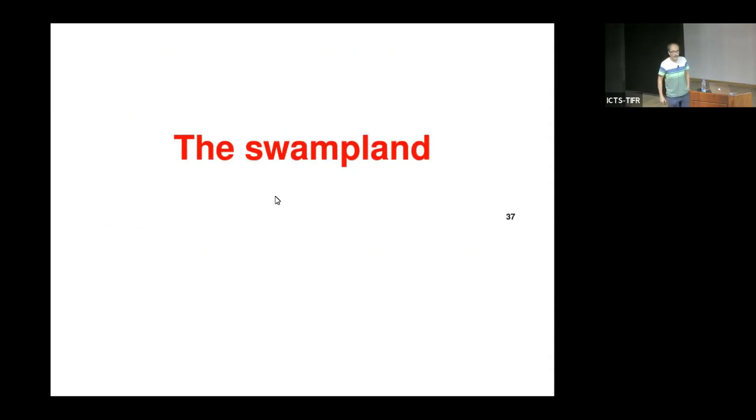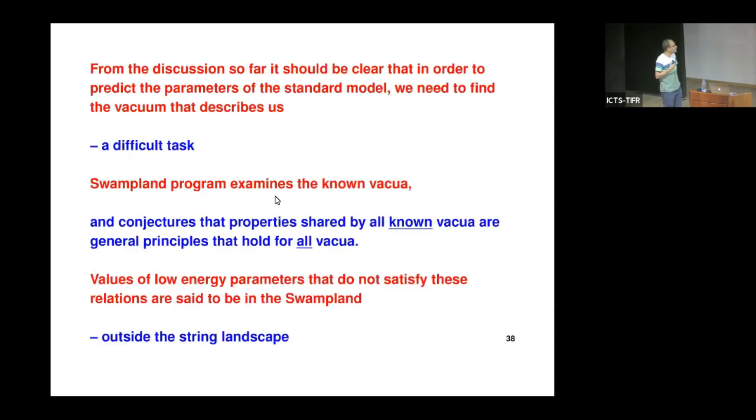Now we come to the last topic of this talk, the swampland. From the discussion so far, it should be clear that in order to predict the parameters of the standard model, we really need to find the vacuum that describes us. And this is certainly a very difficult task. If you believe everything that I have said, there are of the order of 10 to the 200 vacua, and we have to search for one of them. That's certainly not possible. Now, I should also add that this is not a viewpoint that is accepted universally.